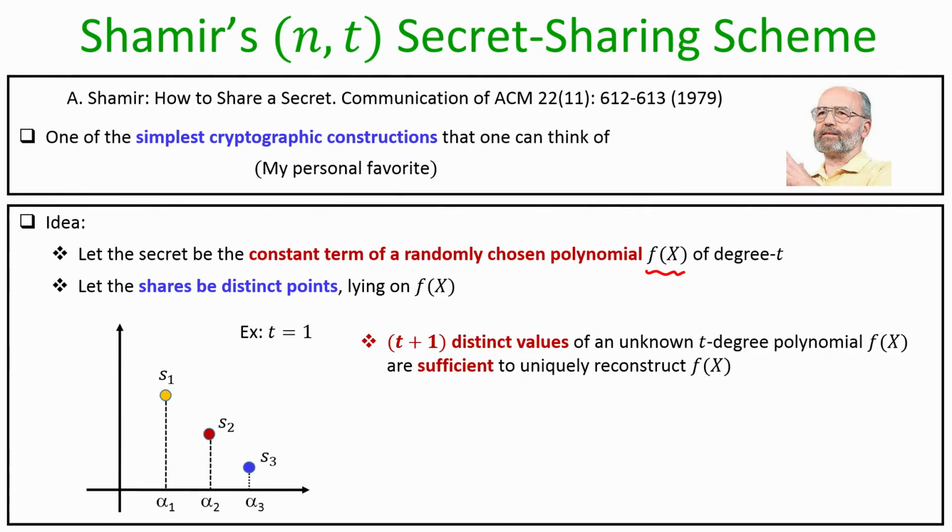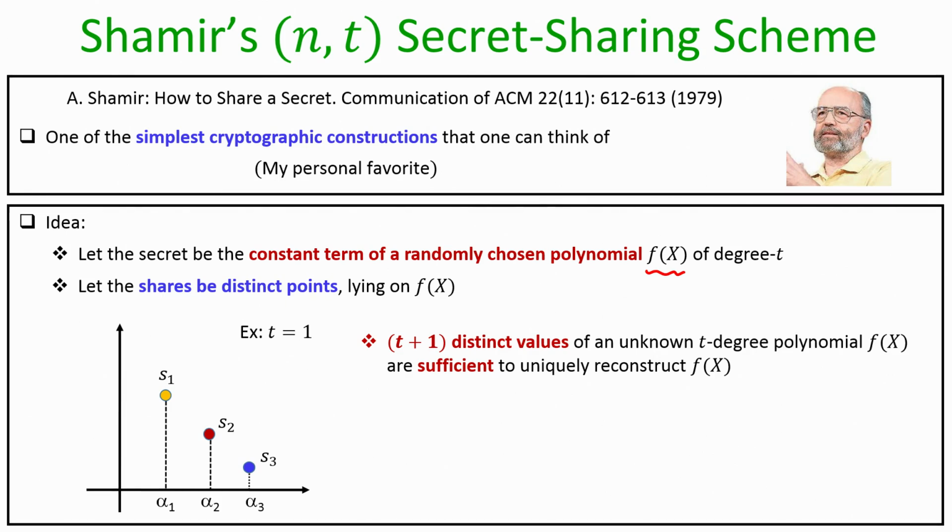Now, let us try to prove why, intuitively, it satisfies the requirement of (n, t) secret sharing. It is easy to see that if t plus 1 shareholders come together, then they can uniquely reconstruct the t degree polynomial which the dealer has picked, because t plus 1 distinct values on an unknown t degree polynomial suffice to uniquely reconstruct that polynomial.